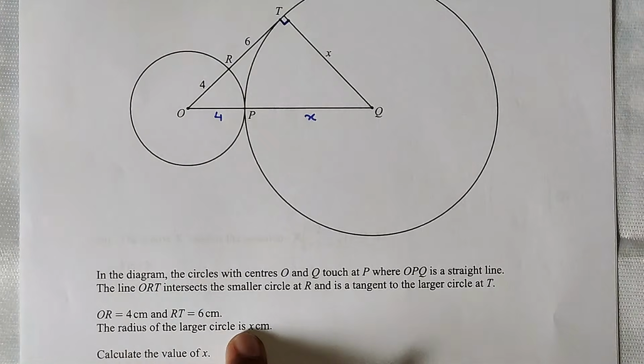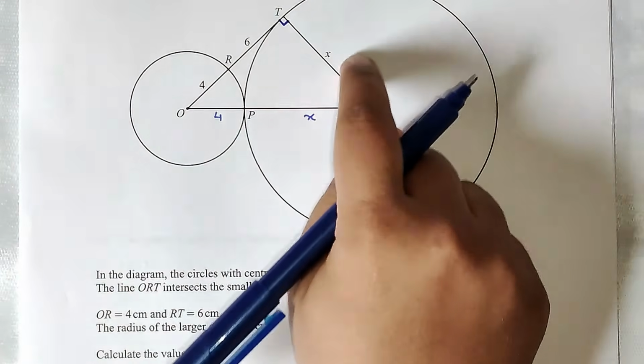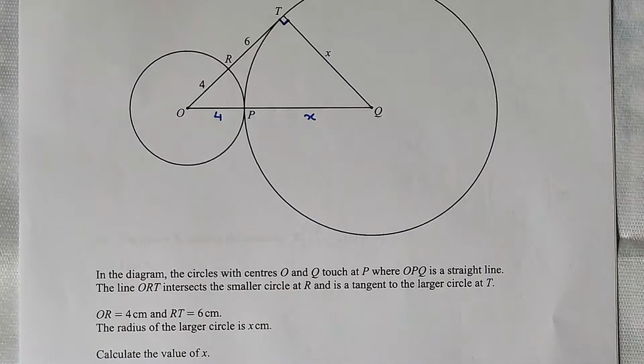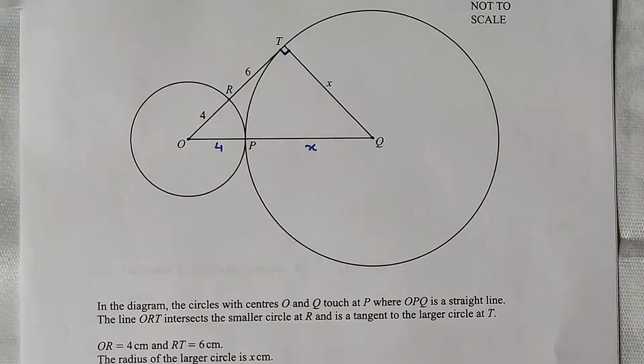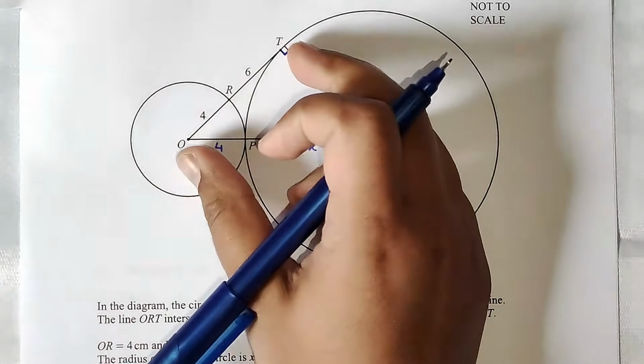The radius of a larger circle is x centimeters. Now calculate the value for x. We need to calculate the radius of the bigger circle, the value of x. As we can see, it is a right angle triangle, right? So what would be this side?